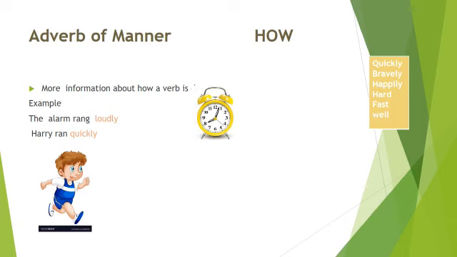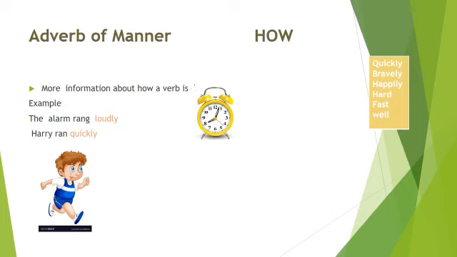The first, adverb of manner. It tells you how an action is performed. Definition: it describes more information about how a verb is done. For example, the alarm rang loudly. Here we can identify that the alarm rang, but how did it ring? It rang loudly. So loudly is describing the manner in which the alarm rang and hence it is an adverb.